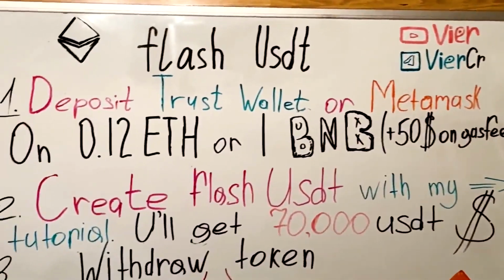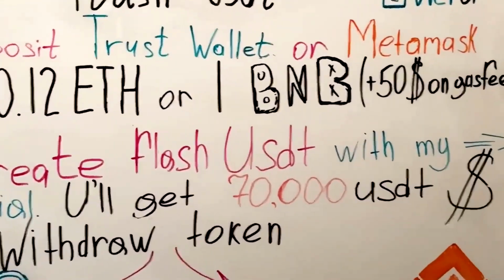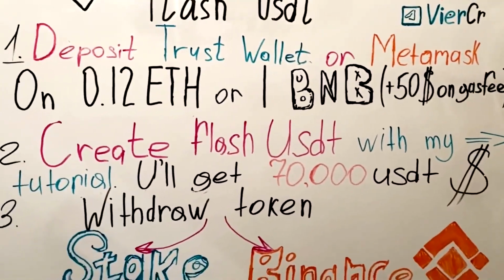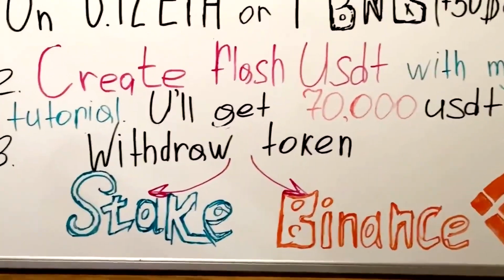Following my tutorial, you will be able to make 70,000 Flash USDT. Then you can send them to Stake or Binance. From there you can withdraw them to your bank account.